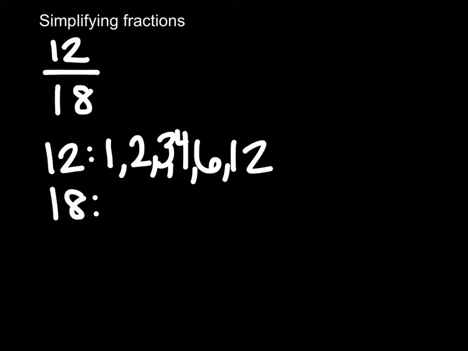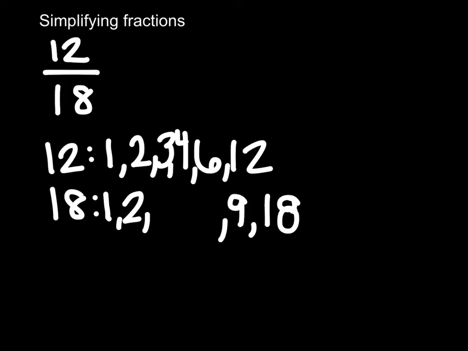Now we talk about 18. What do we know when we multiply it together gives you 18? Well, I'm going to start with 1. And I know that 1 times 18 gives me 18. Let's go to 2. I know 2 times 9 gives me 18. I know that 3 times 6 gives me 18. And I know 4 doesn't go into 18, and neither does 5. And then I'm back at 6, so I know I have all the factors. Now I'm going to circle the greatest one that they share, which is 6.